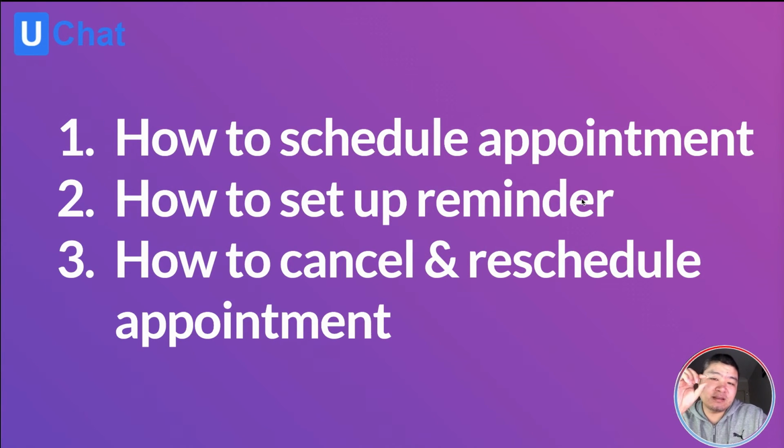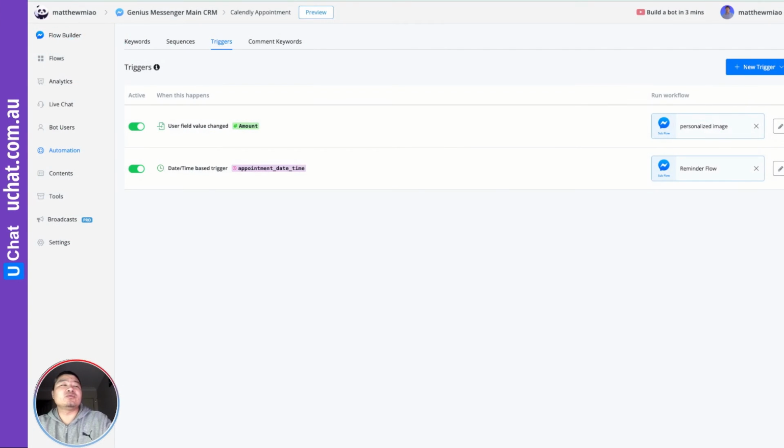First, save the appointment into a custom datetime variable, and then you use the datetime trigger to send the reminder. Okay, so that's the second point. The third point is how to set up the cancel and reschedule appointment. So let me show you now.